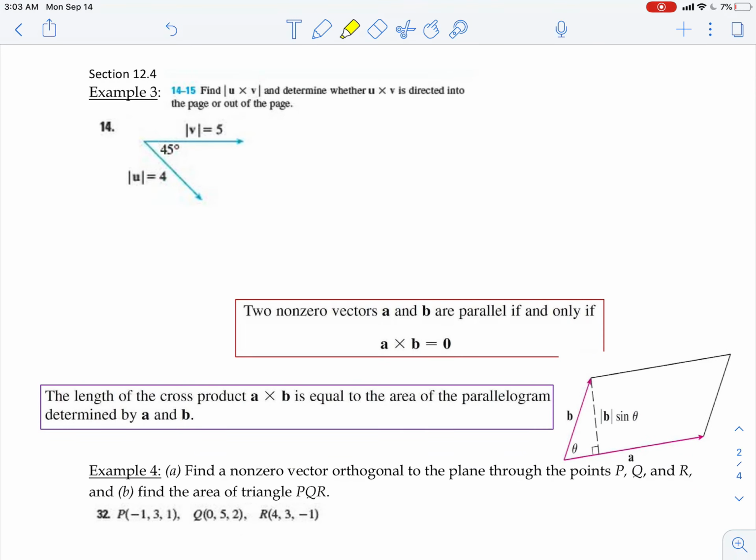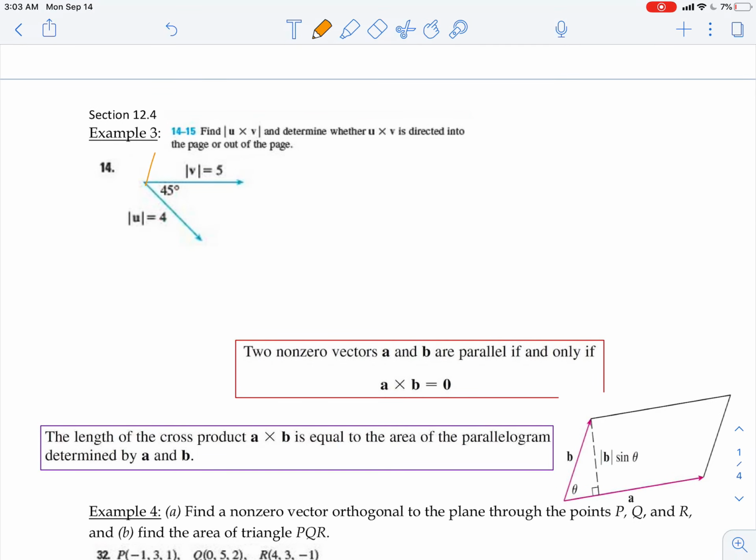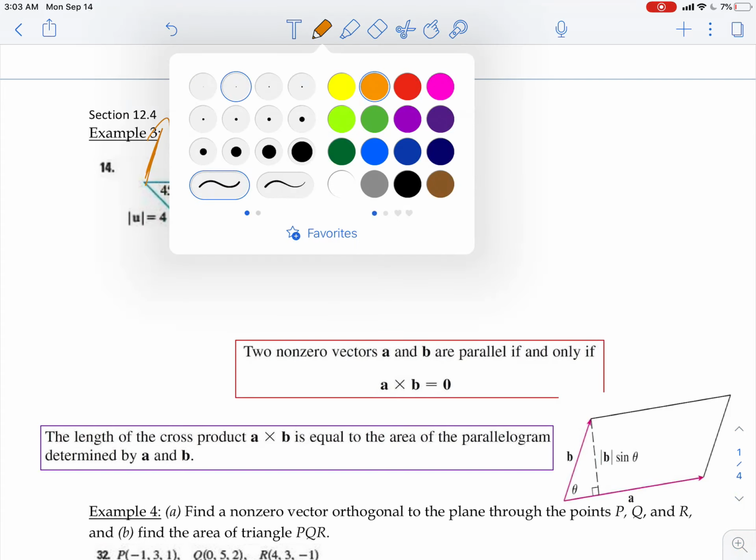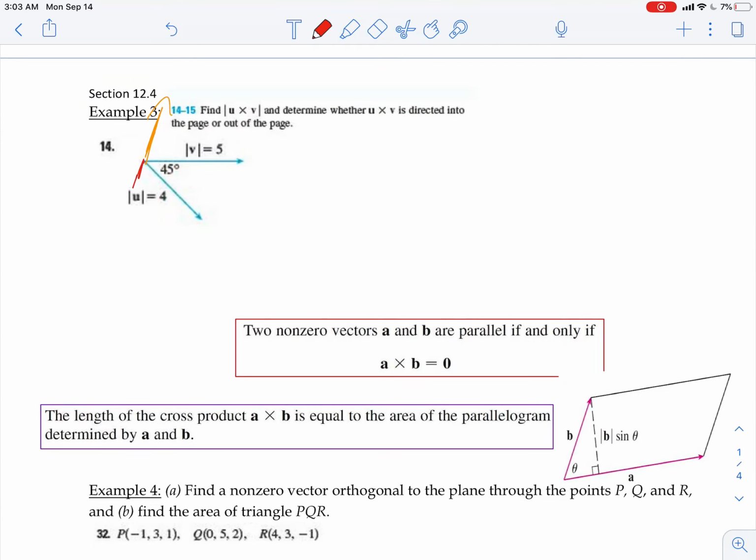And so here's an example. We want to find the magnitude of u cross v and determine whether u cross v is directed into the page or out of the page. Out of the page is if it's coming up, out towards us as we're writing it down, or into the page if it's actually going into the book. So say this is flat, orange is coming towards me, and red is going down through your book, through the table. All right, so let's go ahead and find the cross product.